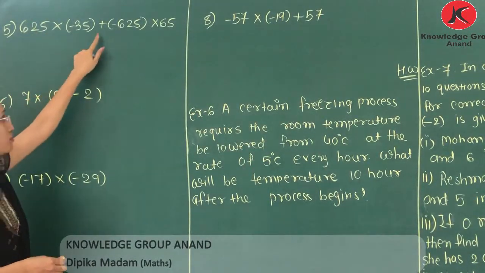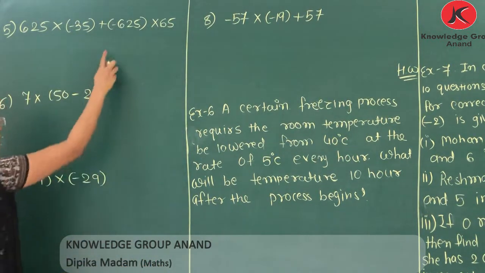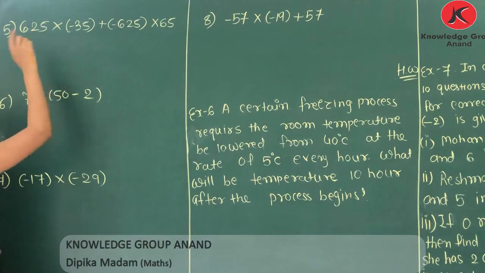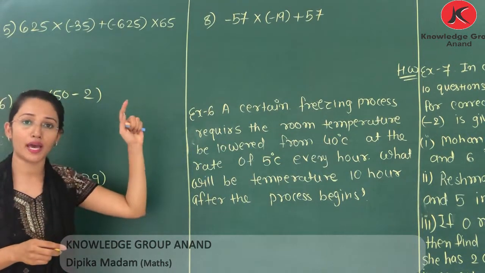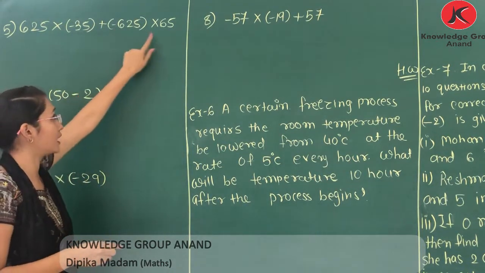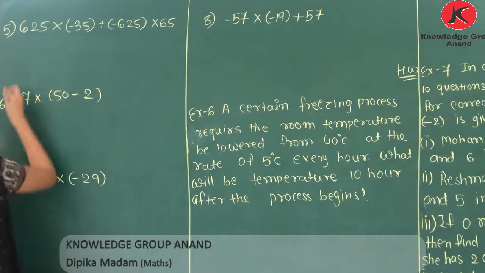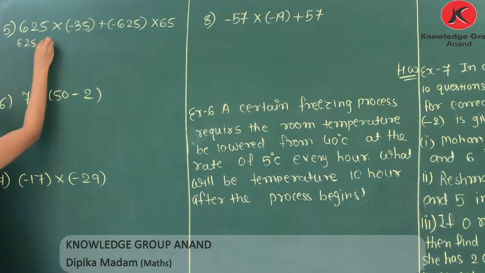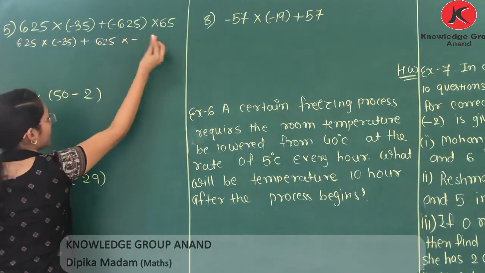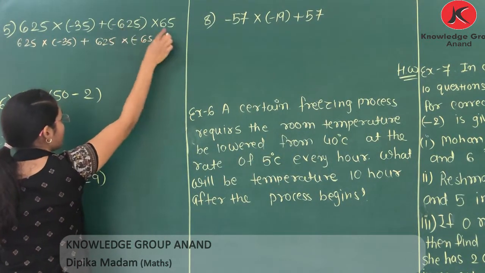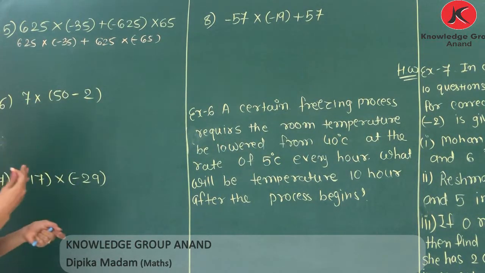Multiply -35 plus -625 multiply 65. Now you can see here 625 and 625, but this is negative. In the previous video, I explained that you can give this negative sign to the second number in a multiplication. So you can write 625 multiply -35 plus 625 multiply -65. I give this negative sign to -65. Now you can see here 625, here 625, take out common.